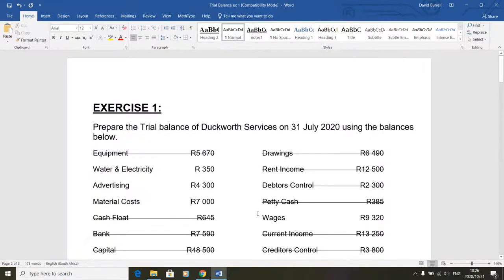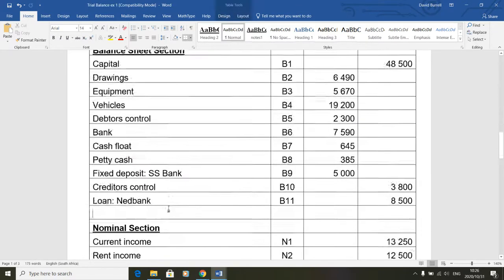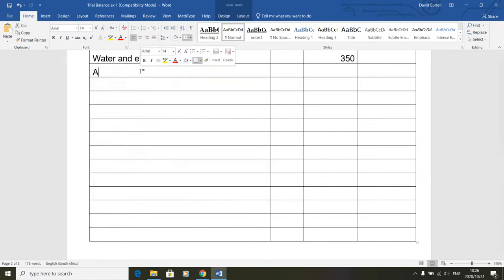That's like a bit of a pain. I'll do them a bit quicker in the following exercises. Advertising for 4,300 and material cost for 7,000. Do those two at once. That's 4,300. Then the material cost was 7,000. They're all going to be debits because they're all expenses.